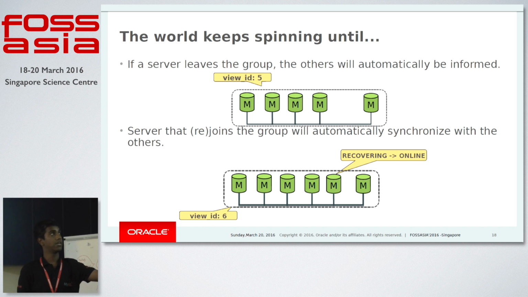Similarly, once we do all the setting up in the removed server, we just add the same server using start group replication. The view ID changes again, and the member changes from recovering to online. So in this way, adding and removing members in the group is a very simple process. You can do it very easily with just simple commands. The view ID will keep on increasing.